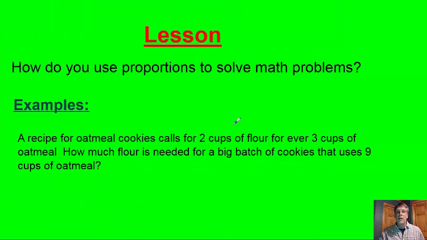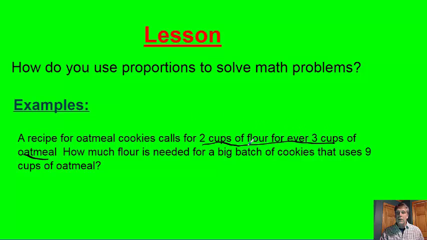How to use proportions to solve math problems. All right, here's the first one. An oatmeal recipe calls for 2 cups of flour for every 3 cups of oatmeal. How much flour is needed to make a big batch of cookies that uses 9 cups of oatmeal? Now, there are a couple ways to set this up, but I want to make a proportion just like we had on the other side. So if I have 2 cups of flour for every 3 cups of oatmeal, I want to start with that.